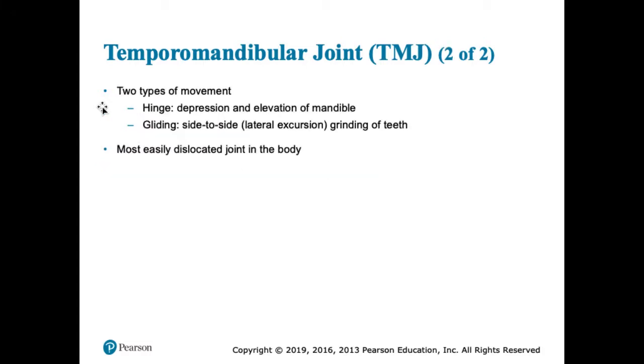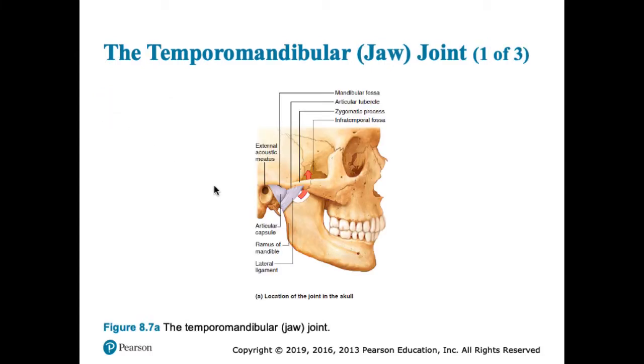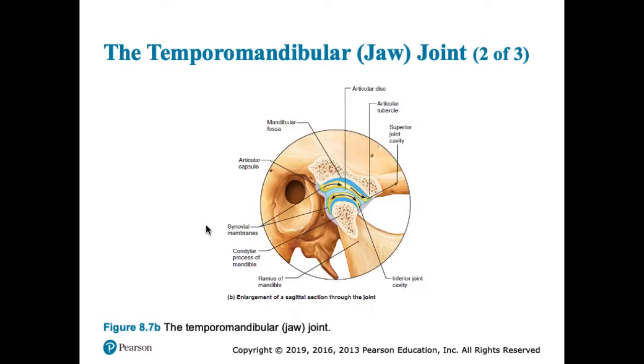There are two types of movement here, hinge and gliding, and it's the most easily dislocated joint in the body. This is that jaw joint you can see here. You can see the mandibular fossa here, the articular tubercle here, and if you look, you see the zygomatic process and the infratemporal fossa. Make sure you understand and know each of these structures.